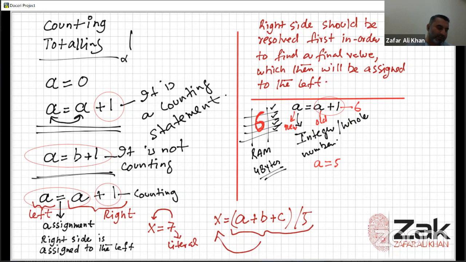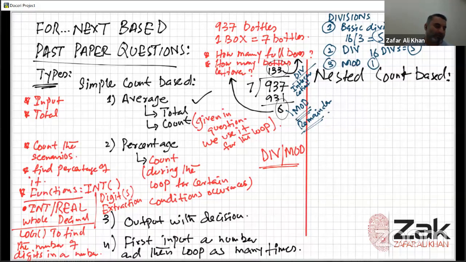Then we discussed what sort of questions we might come across when we go for simple count-based and nested count-based loops. Mainly we discussed simple count-based loops. In simple count-based loops, I told you that there are 4 categories, where in the first category they will only be asking about the average, and they will tell you the number of inputs that you have to take, and then we will be finding the total of those, and then counting is given. Against that counting, you will find the average and output it.